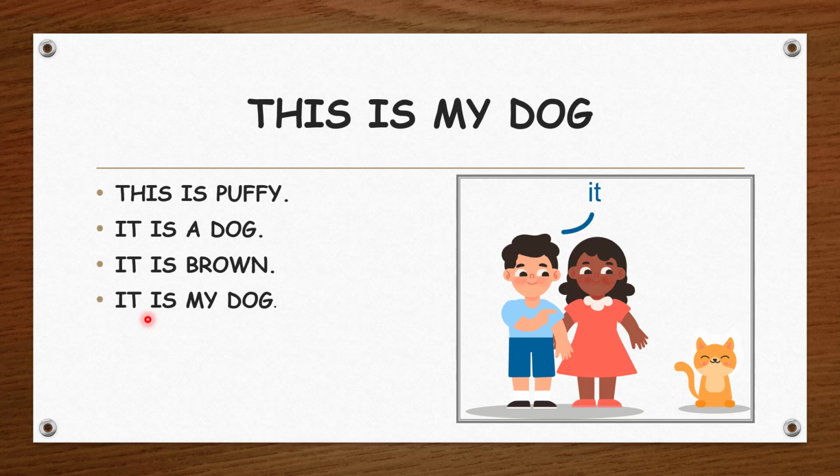Now we still have one last subject pronoun, which is it. Now, John here is talking about his dog, and he says, "This is Buffy. It is a dog. It is brown. It is my dog." So here he uses the subject it. We use it to talk about animals and objects. We don't use it to talk about humans.